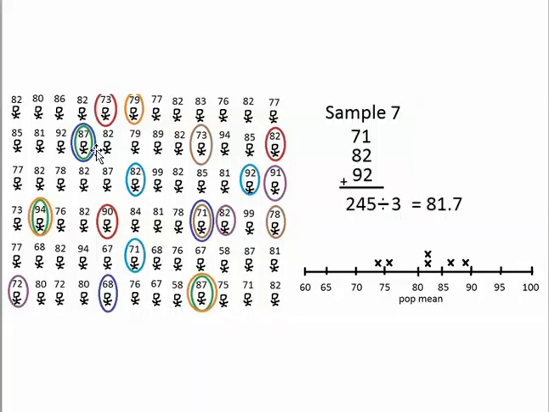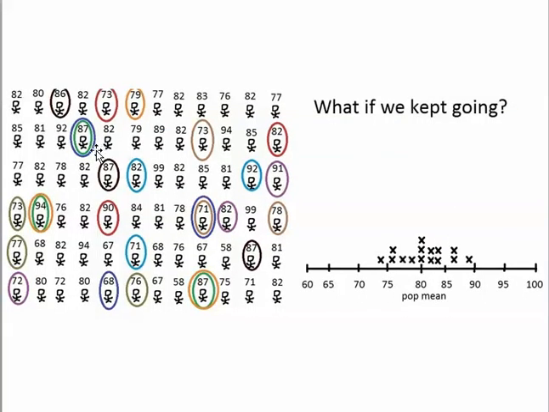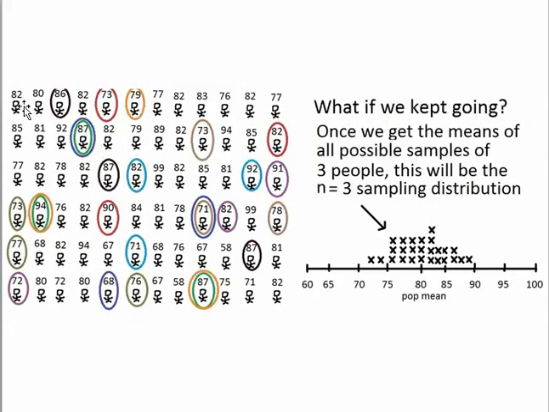And if we did this for all possible samples of 3 people and kept going, and we kept plotting the mean of each possible sample, we would get a sampling distribution for the means of all possible samples of 3 people. So these sample means are building up to form the sampling distribution for all possible samples of 3 people. And if we actually did calculate the mean of every possible sample, we would probably see most of them piling up in the middle and fewer of them down here and fewer of them up here, because these samples down here would be more extreme and these ones up here would be more extreme.